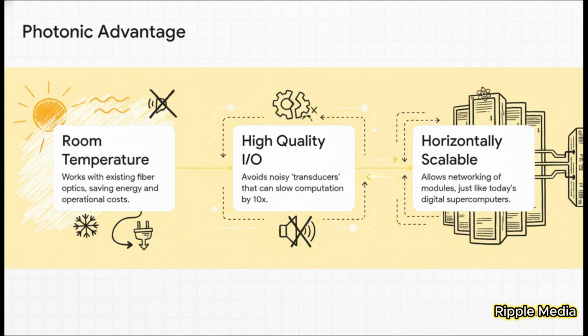First up, the connections work at room temperature. That saves a ridiculous amount of energy. Second, you don't need these clunky translators that create noise and errors. We're talking 10 times fewer errors, or even more. And finally, it's just scalable. You can keep plugging in more and more modules, almost like you're adding servers to a data center.